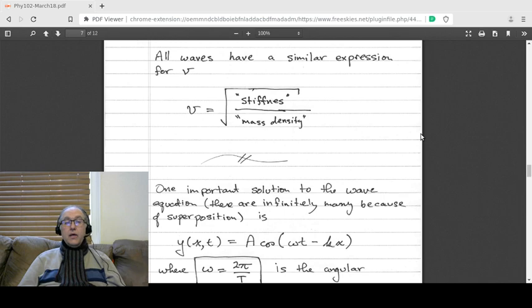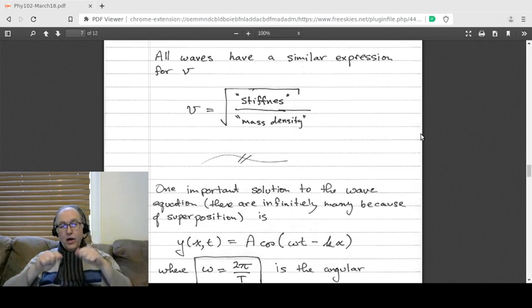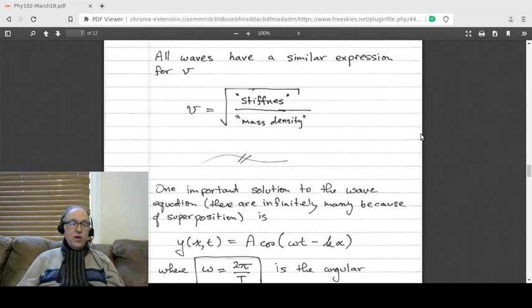But generally speaking, the velocity of waves in a particular medium is equal to the square root of something that you might call the stiffness. That is how hard the material is to deform. Remember, those moduli were measures of how hard it was to deform a particular material. So it's the square root of that stiffness divided by some mass density. And all of that comes out of this proper analysis of the wave equation.